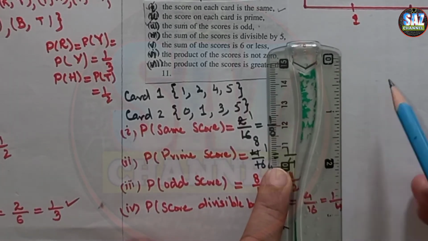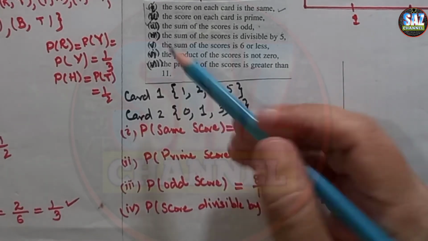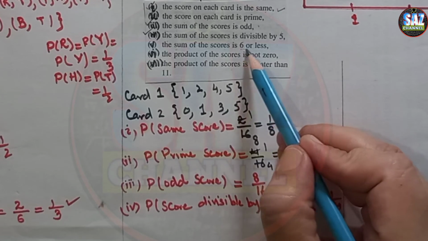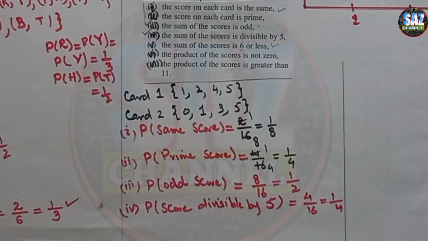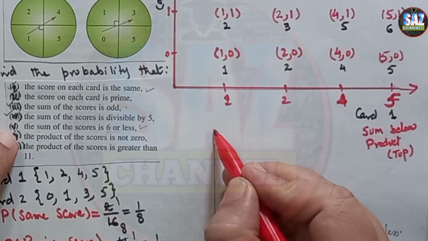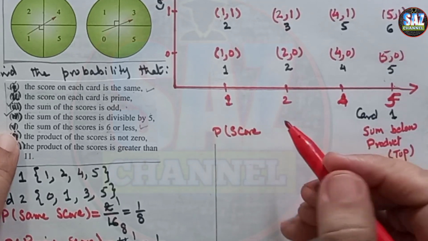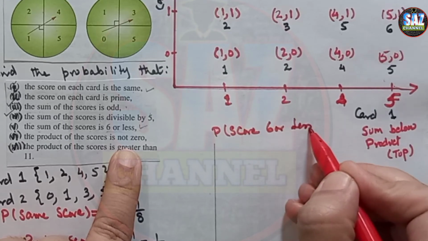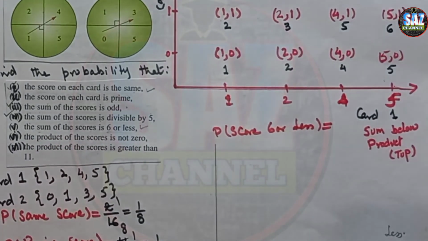Okay, let me draw the column here. The next one, we have discussed 4 parts. Then the sum of the scores is 6 or less. This is my fifth part. Probability of score 6 or less.